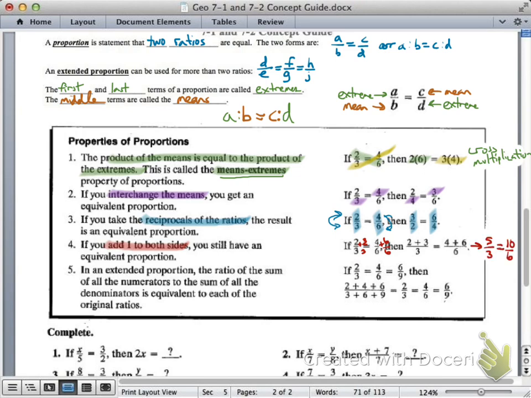And of course, what does that equal? 5 over 3 equals 10 over 6. And you should recognize those as equivalent ratios.